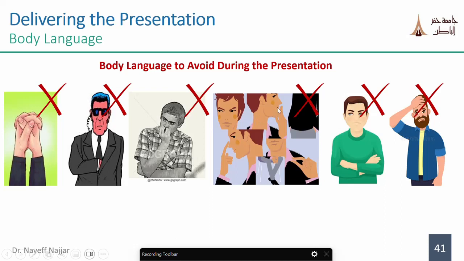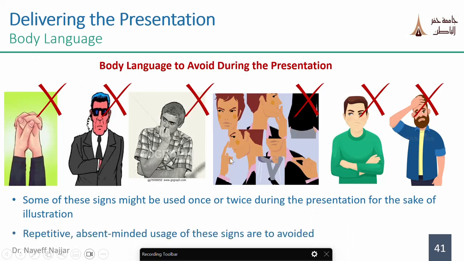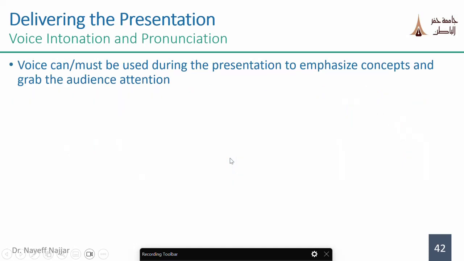You want to look confident and excited about what you are presenting. This is very important. You should avoid things like touching your face, covering your mouth, or putting your hands in your pockets. You should not use these acts in your presentation. So you have to be careful about your body language. You are talking to people not only with your speech, but also with your body language.